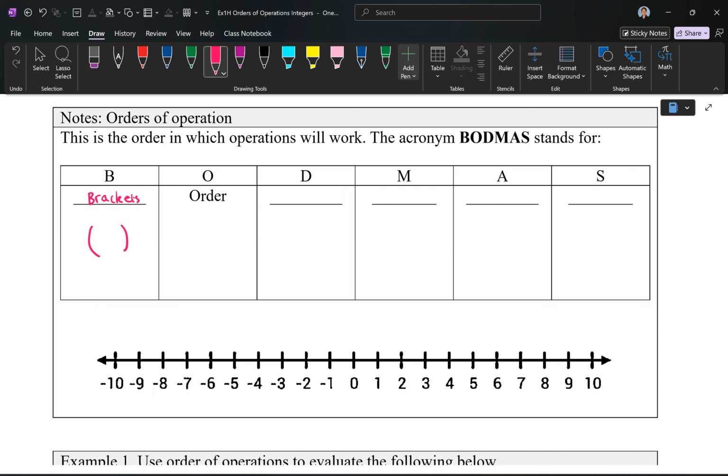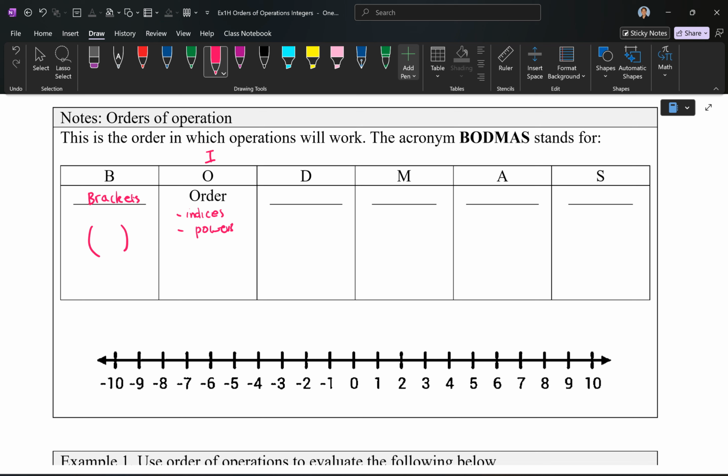Next one, O, which a lot of students may forget what it is. They remember D, M, and AS, but O means order. What is order? Hands up if you know. Carissa? It's like indexes of powers. Very good. It's indices or powers. That's why nowadays they might call it BIDMAS, I for indices. So if it helps you, indices or powers, those all mean the same thing as order.